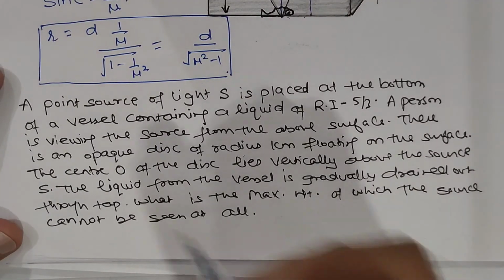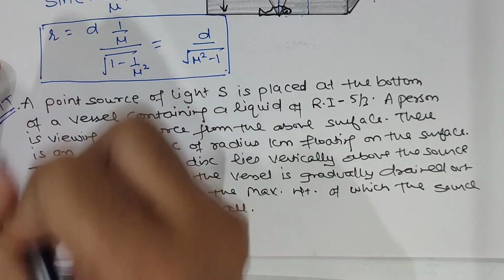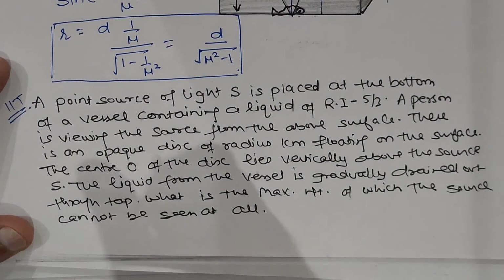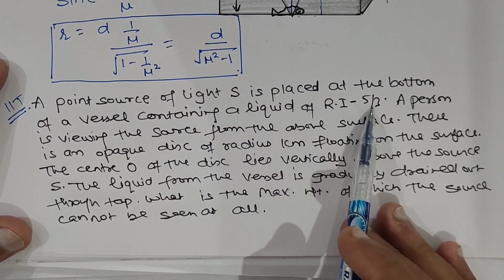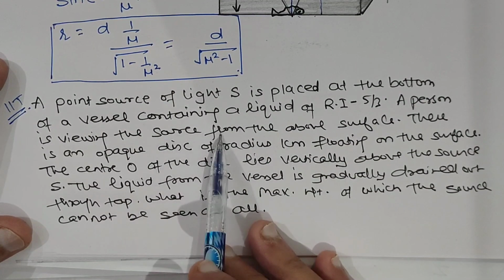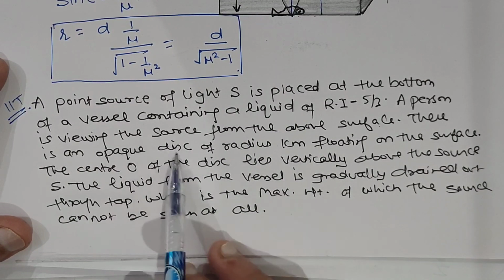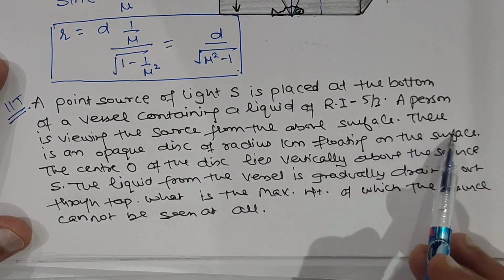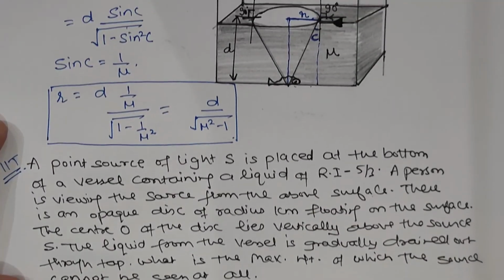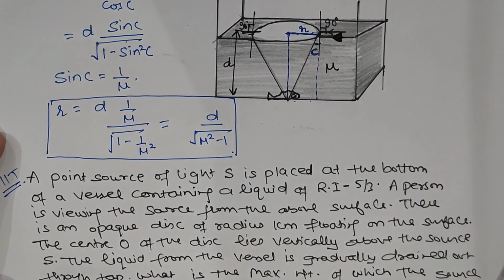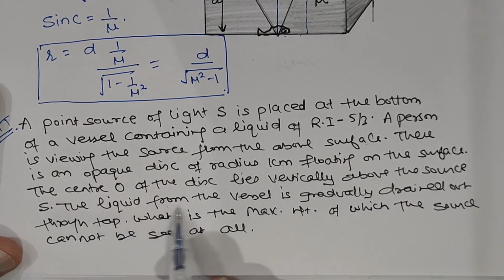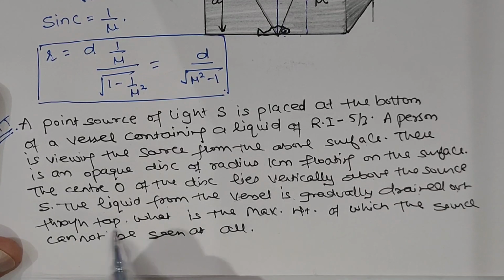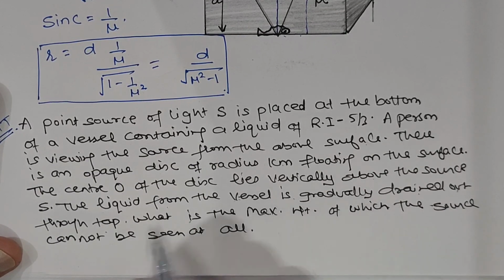Okay, student, this is an important topic from the numerical point of view also. Here is a question from IIT. A point source of light S is placed at the bottom of a vessel containing a liquid of refractive index 5 upon 3. A person is viewing the source from above the surface. There is an opaque disc of radius 1 cm floating on the surface. The center O of the disc lies vertically above the source S. The liquid is gradually drained out through the top. What is the maximum height of the liquid for which the source cannot be seen at all?